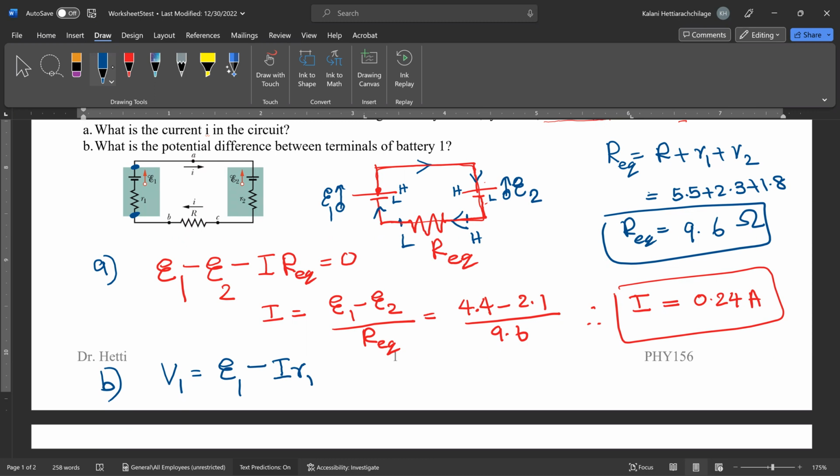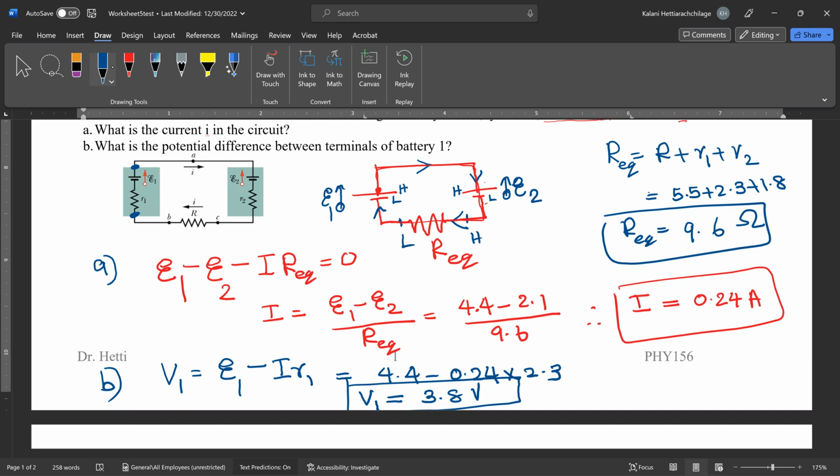That's why when you have a real power supply, you cannot get exactly the voltage of the power supply, because the battery, because there is an internal resistance, will drop some small voltage. Because of that, it will be lower. So let's calculate this. We have 4.4 minus I, which we already calculated as 0.24, times R1, which is 2.3 in the circuit, and then you will be able to calculate the voltage difference of the first power supply, the first battery: 3.8 volts.